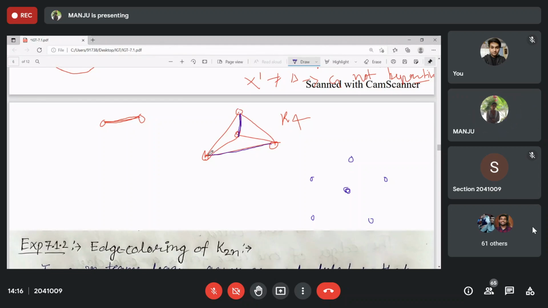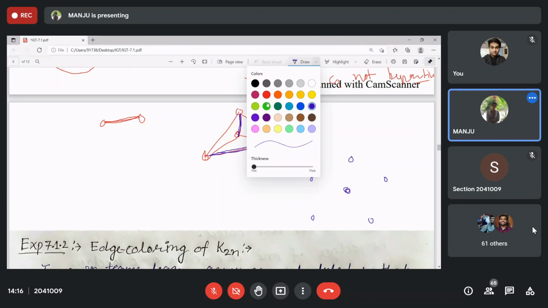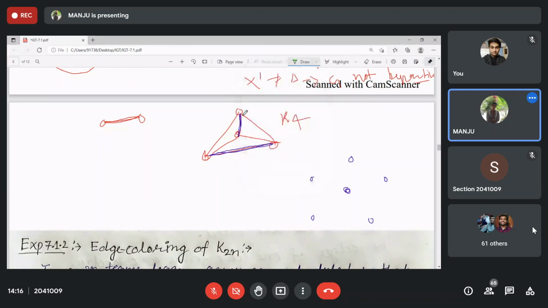Ma'am, alternate edges, right? This one, then this one. This one, this one. This one is red, so this can't be red. This can be red. This can't be red and blue. So this one. This is the edge coloring, right? Yes, ma'am.